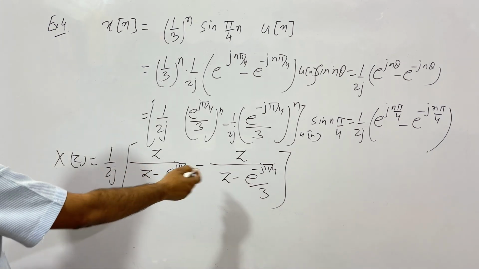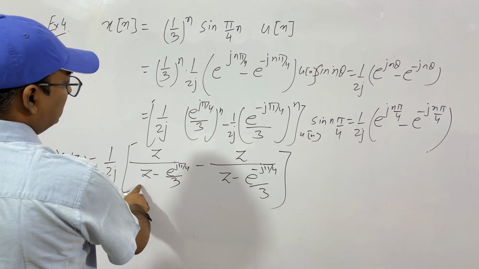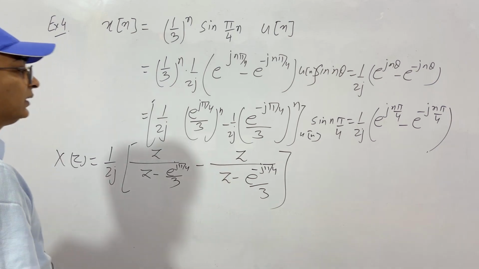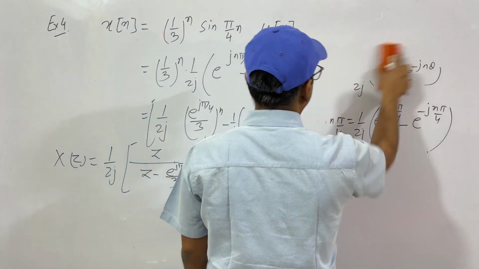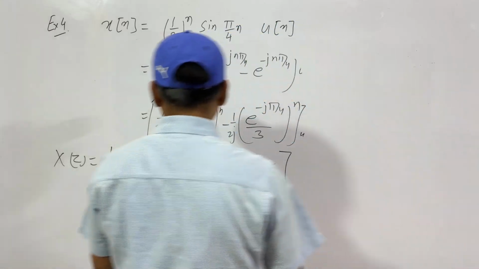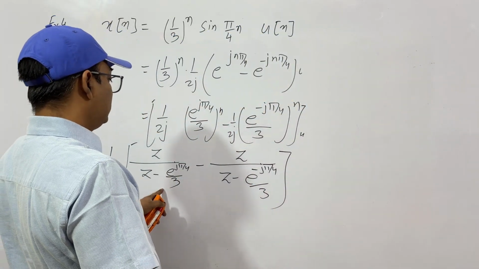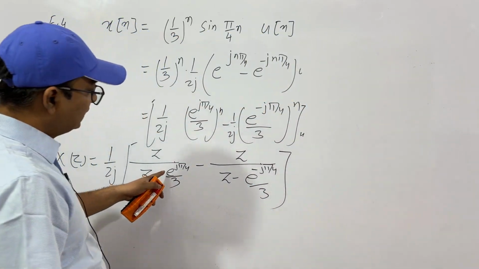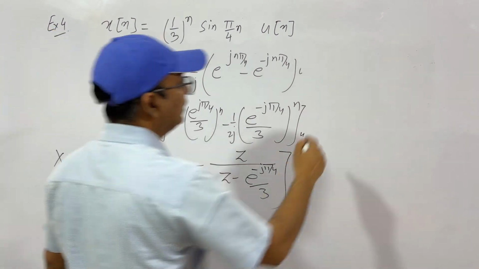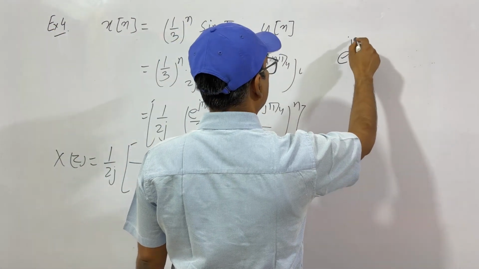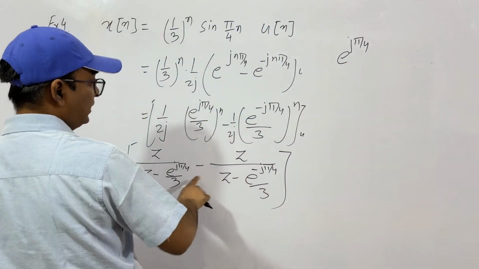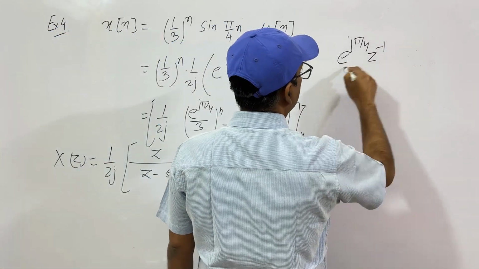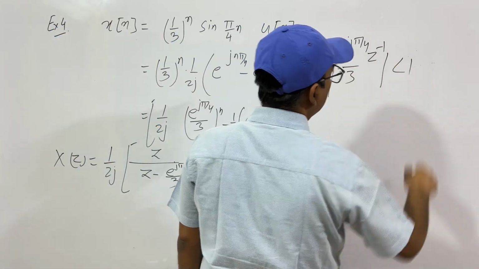Clear? You can multiply these two, this and this, and you will get the final figure. What's important is the region of convergence. Region of convergence means this particular function a has to be such that a z inverse should be less than 1.